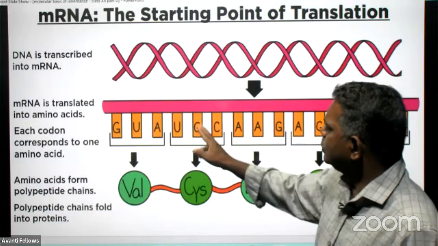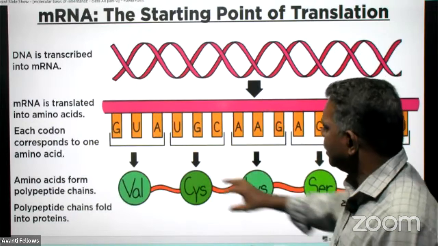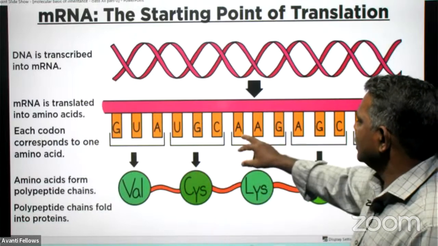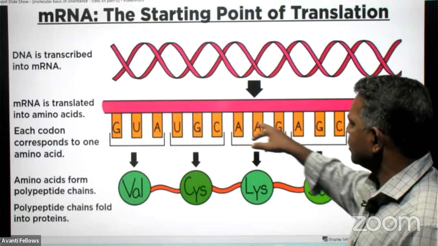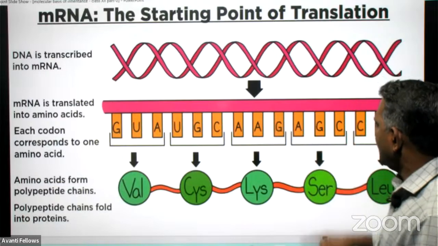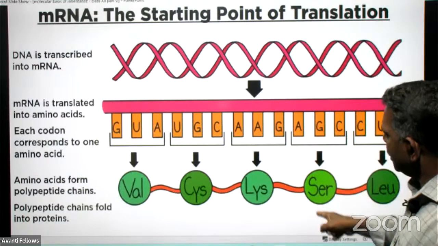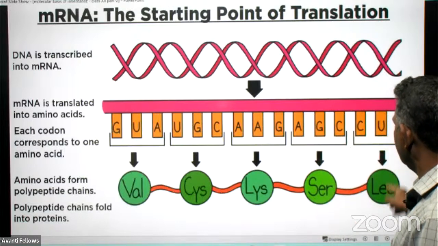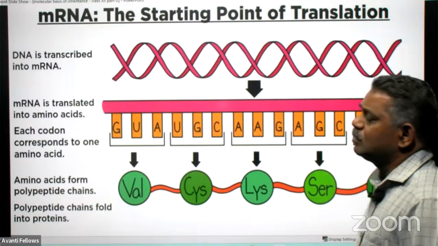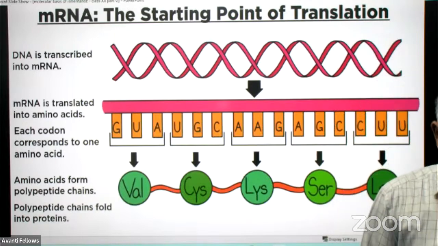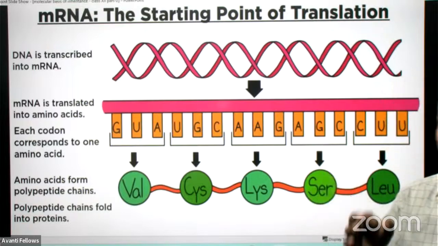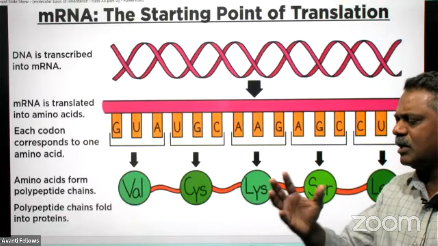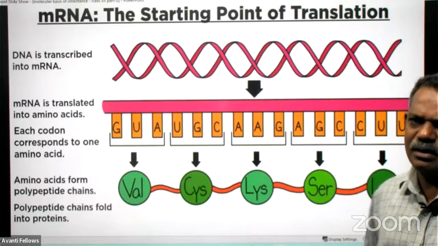The meaning of UGC present in the mRNA is cysteine only. Then another amino acid, lysine, is coded by the triplet codon AAG, and serine is coded by AGC, and CUU codes for the leucine amino acid only. So every triplet codon has its own meaning, and that determines what type of amino acid will be placed one after another, right?